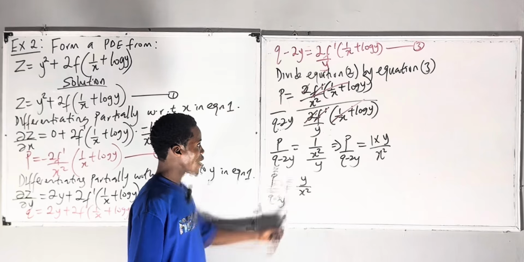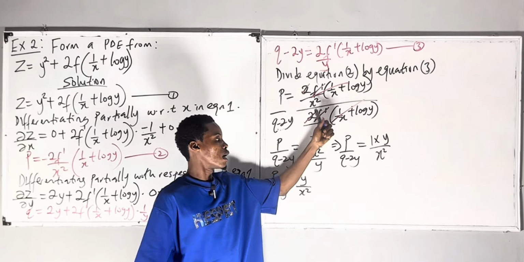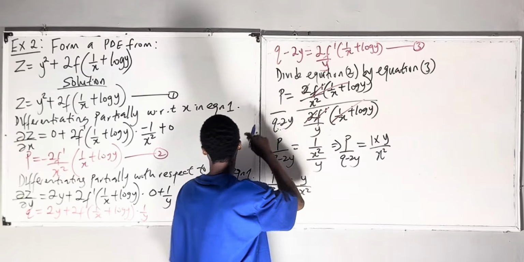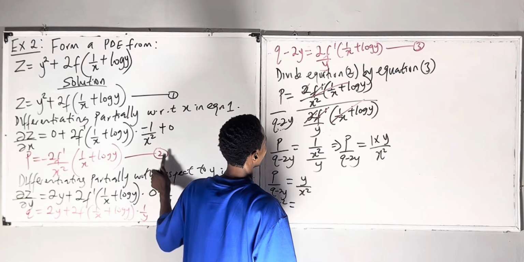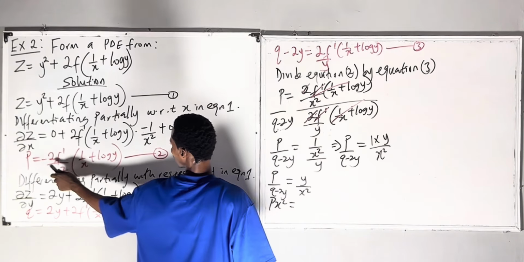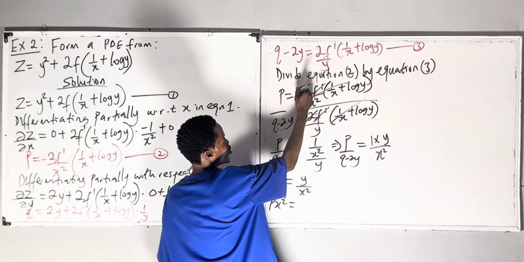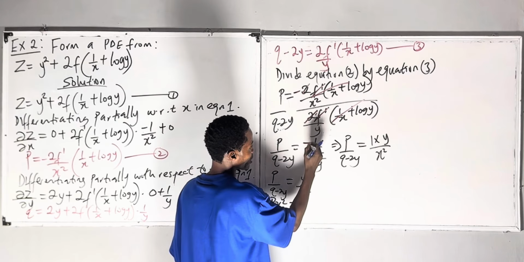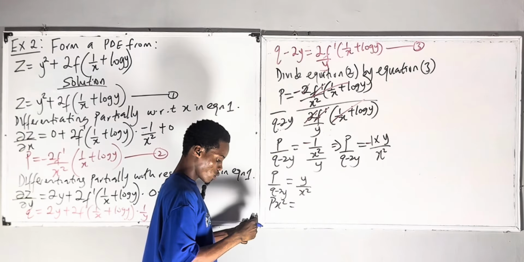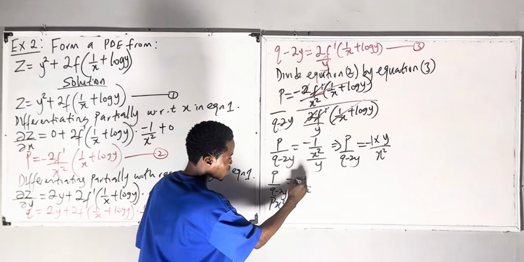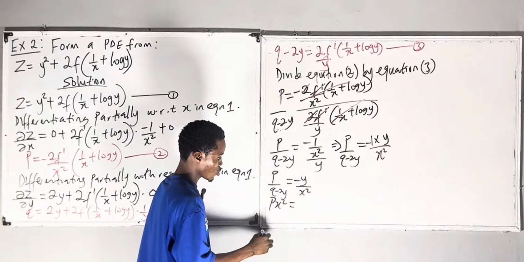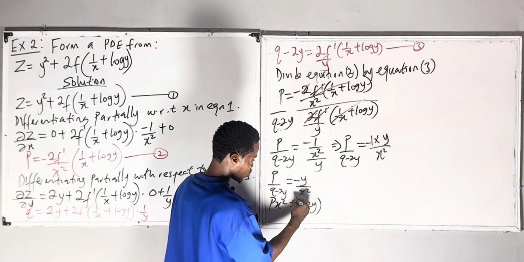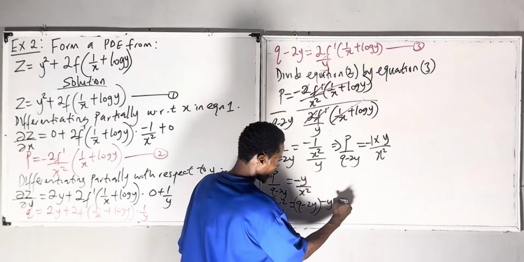The next step: I've removed the arbitrary function. Remember that here we have minus 1 over x square, so our p here is minus 2f prime, which is negative, so we have negative here too. So I'm going to have minus 1 here. We multiply this one with this one: I'm going to have q minus 2y multiplied by minus y, and I will be left with p x square.